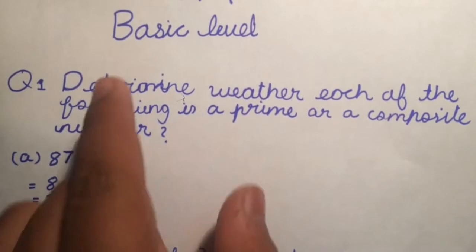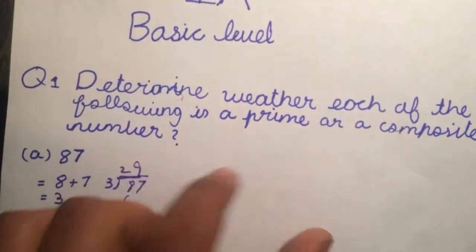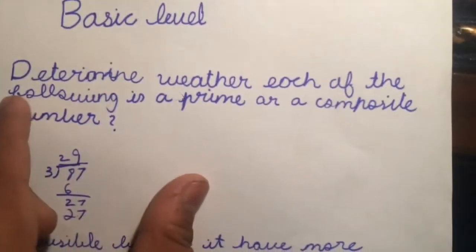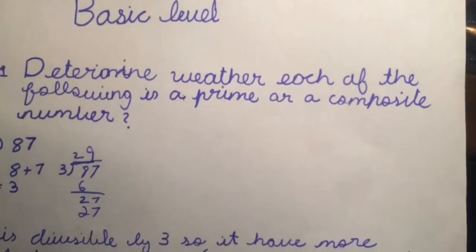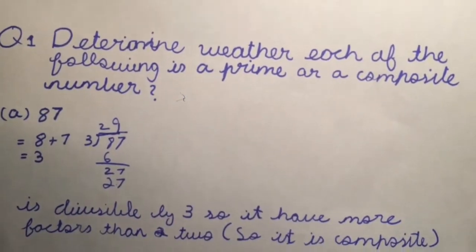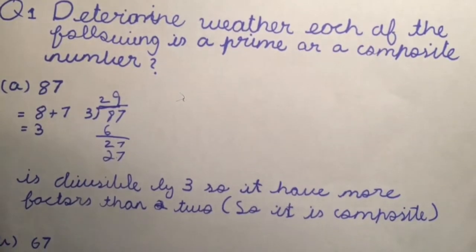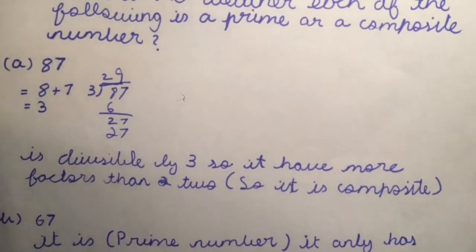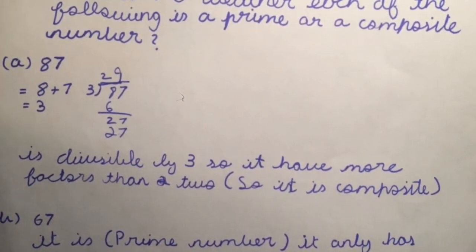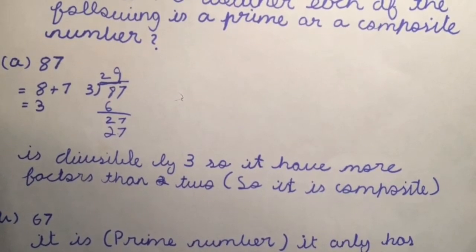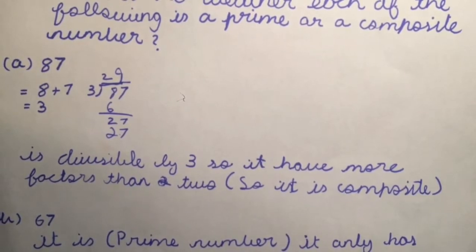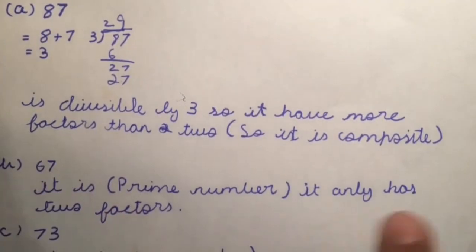So there is question 1. Determine whether each of the following is a prime number or a composite number. So we have to determine it. So in A part, a composite number is any number which has more than 2 factors, and a prime number is any number which has only 2 factors, the one itself and the other number. So 87 has more than 2 factors, so it is a composite number.